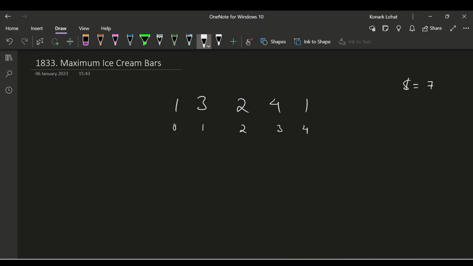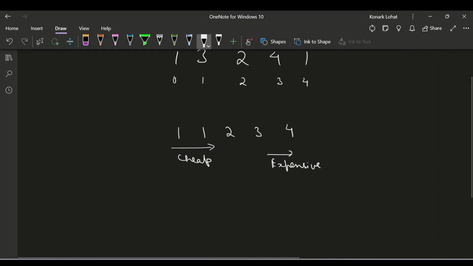So let's say we sort these elements and now we have 1, 1, 2, 3, 4. The lower ones are the cheap ice creams, and as you go on you will find expensive ice creams. So if you buy all the cheap ones, then you will have more quantity, but if you buy the expensive ones first, then you will have a lower quantity of ice creams.